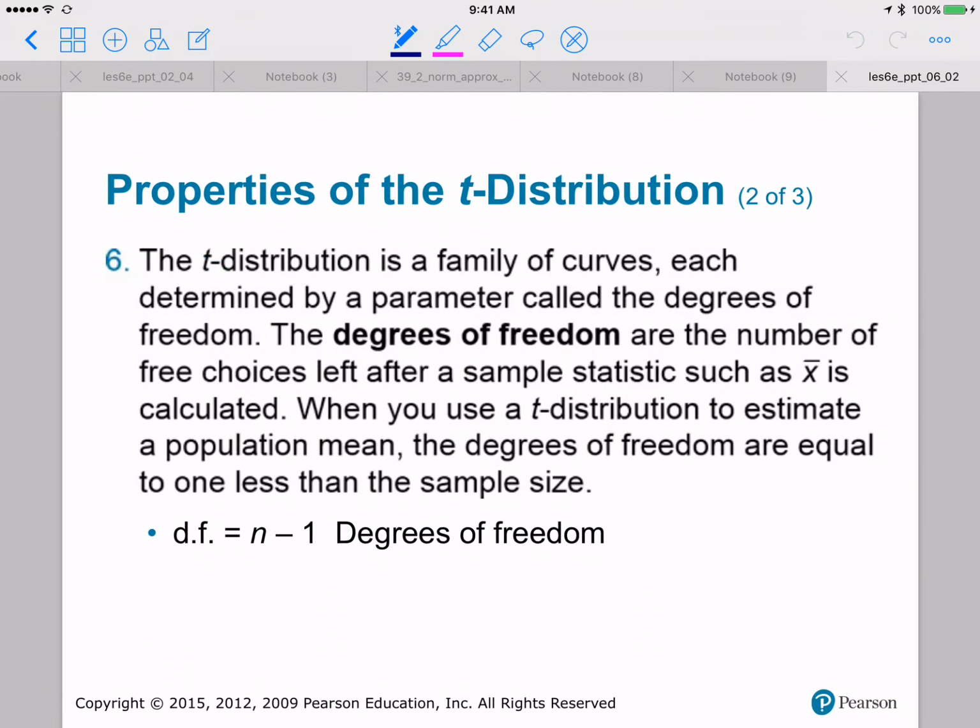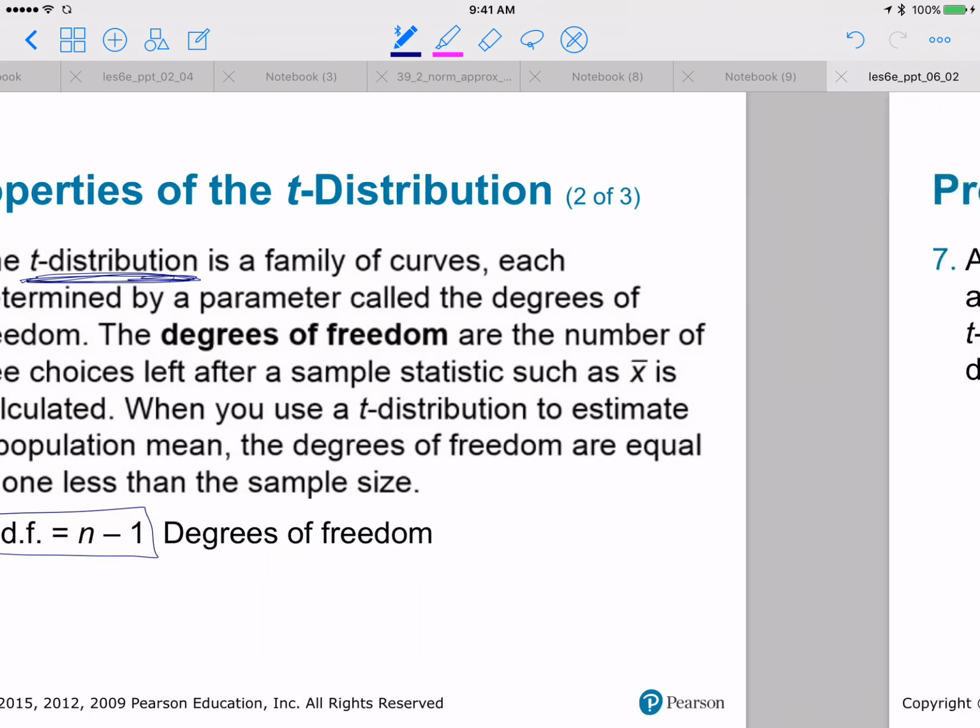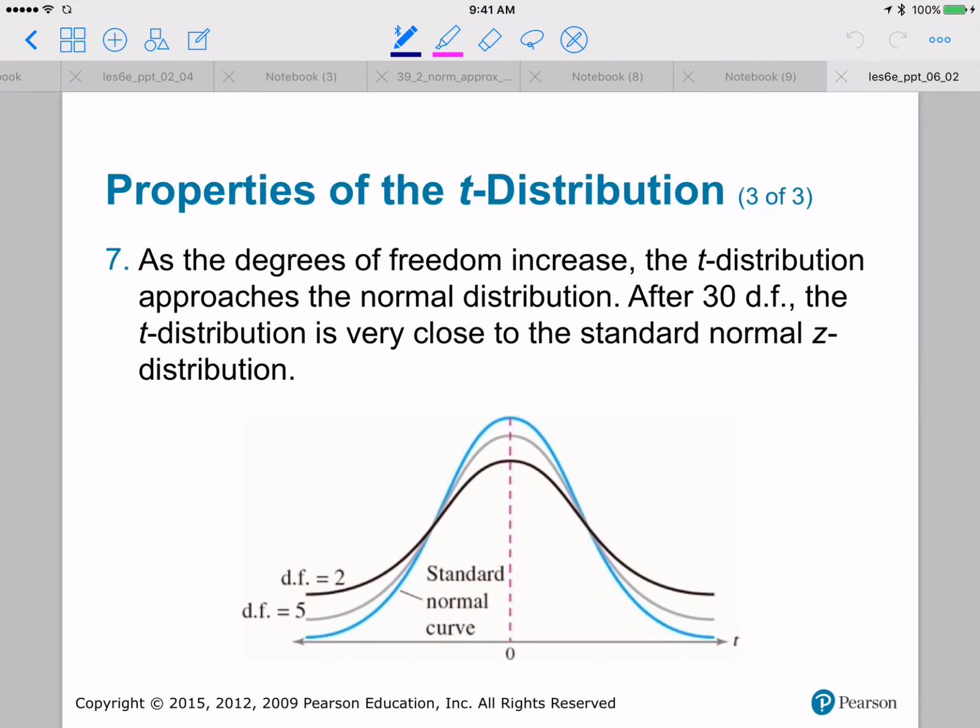Okay, and the last property, which I was talking to you about before, is that the t-distribution actually is not just one distribution, but a whole family, a whole collection of distributions. And the shape of the distribution depends on the degrees of freedom. And here's a formula for the degrees of freedom right here. The larger n is, the closer your t-distribution approximates a normal distribution. Okay, and this is what we're saying here. After 30 degrees of freedom, right, the t-distribution is very close to the standard normal distribution.